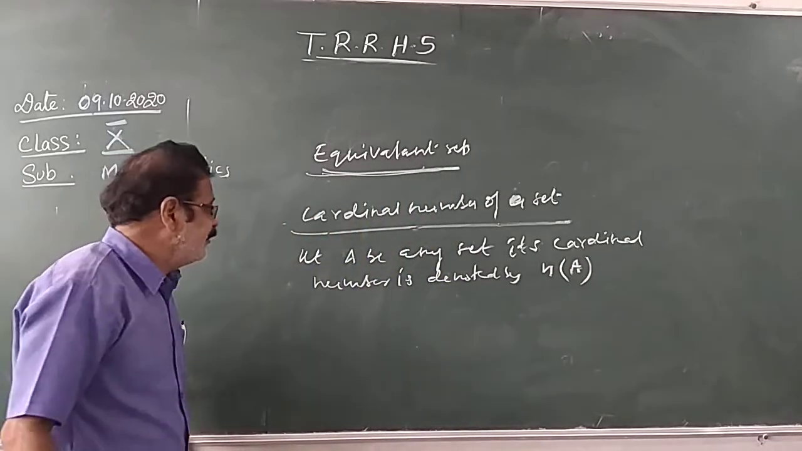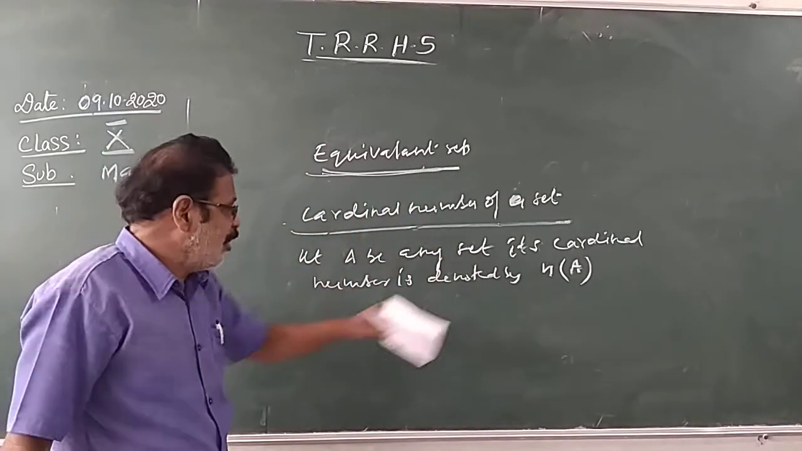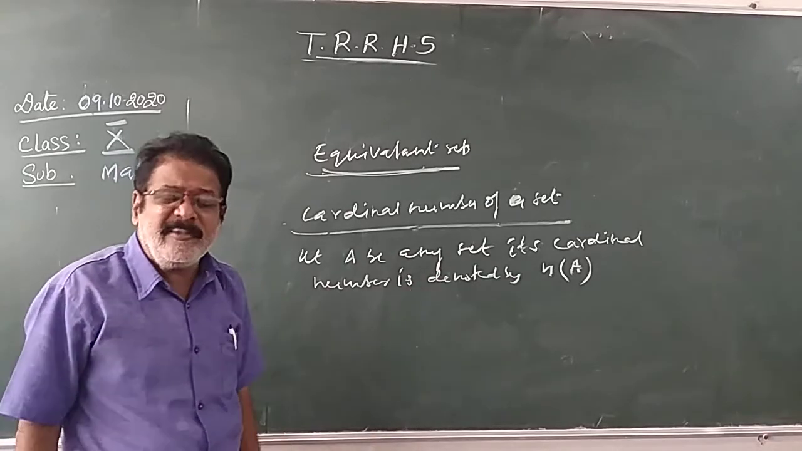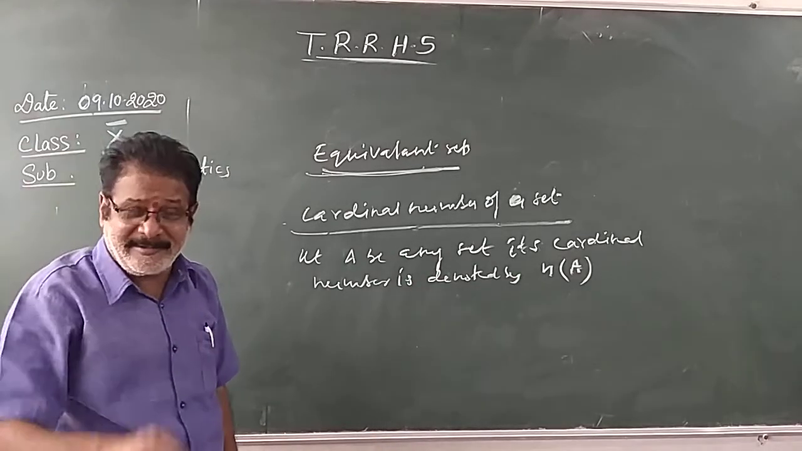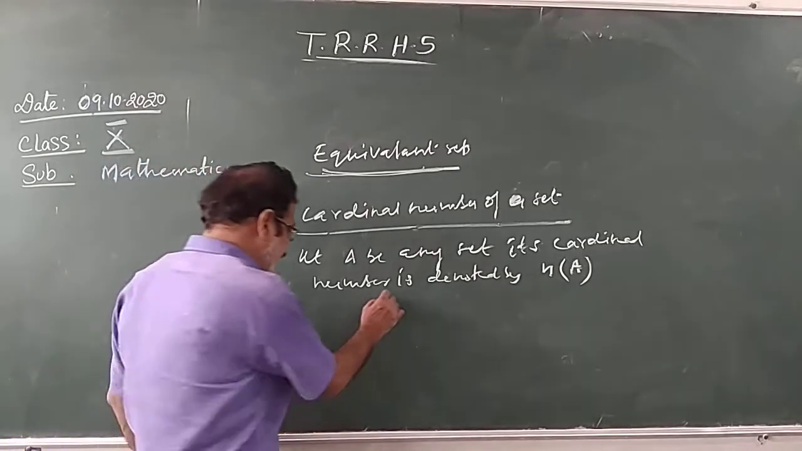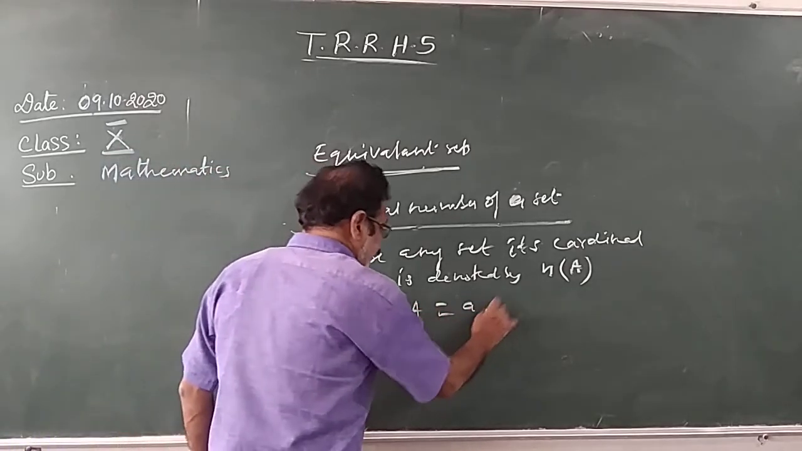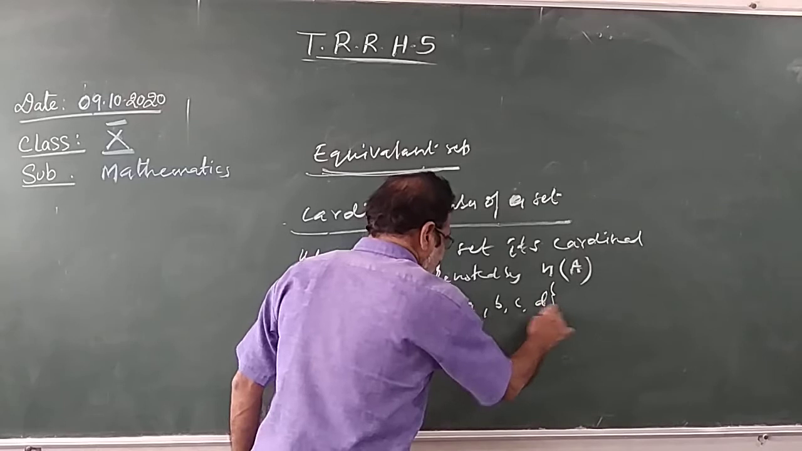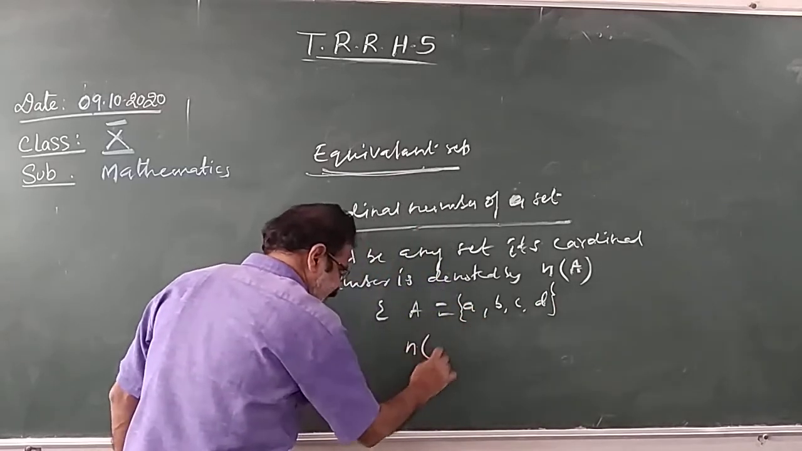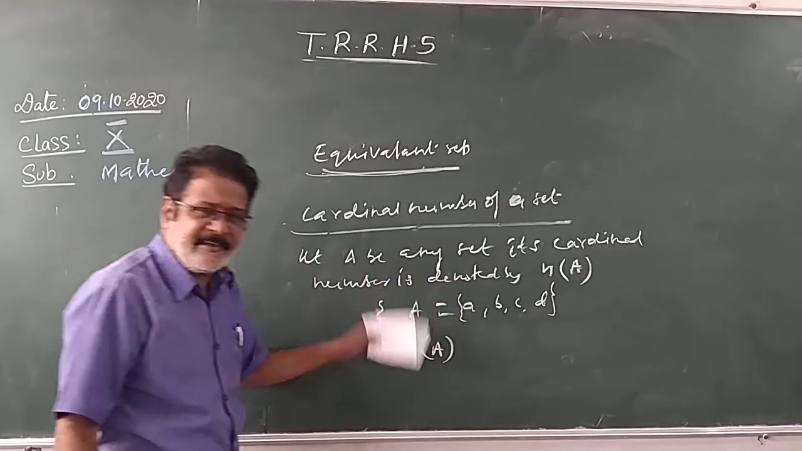Cardinal number means, let A be any set, its cardinal number is denoted by n of A. What is cardinal number? Number of elements in a set. For example, A equal to {a, b, c, d}. What is its cardinal number? The cardinal number of A is n of A.